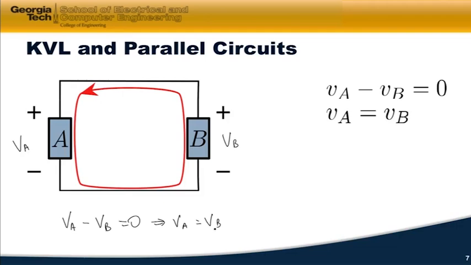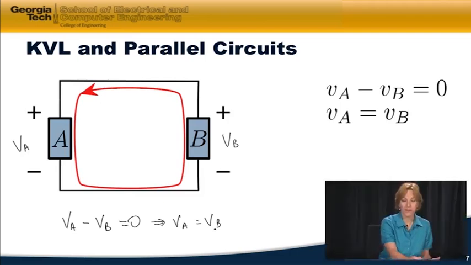And that is true anytime we've got two elements that are in parallel with one another. They're going to have the same voltage drop as long as you've defined them with the same polarity. So any two elements that are in parallel with one another have the same voltage across them.